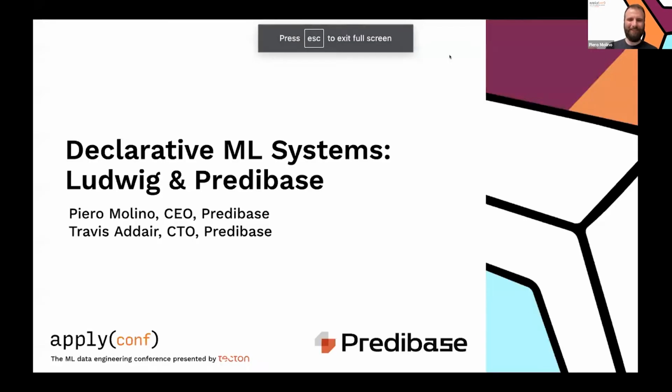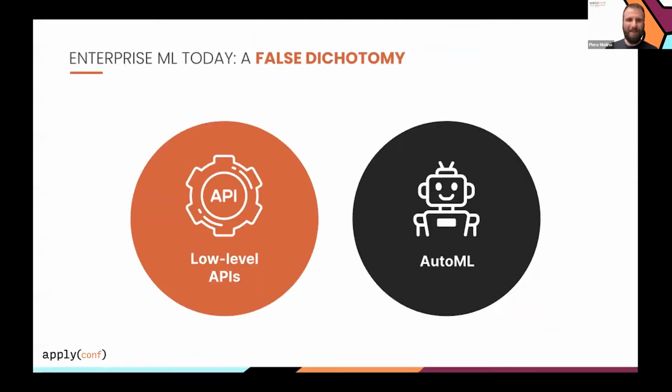We're going to chat later this week, but right now, me and Travis are going to tell you a little bit more about declarative machine learning systems, in particular Ludwig in the open source and Predibase, which is the company that we started and the product that we're building to bring this concept to market.